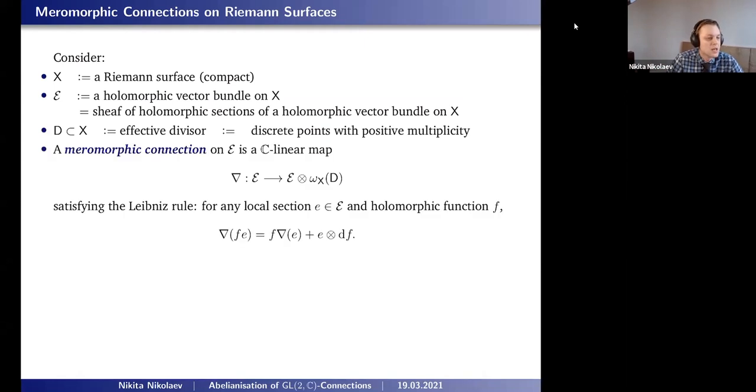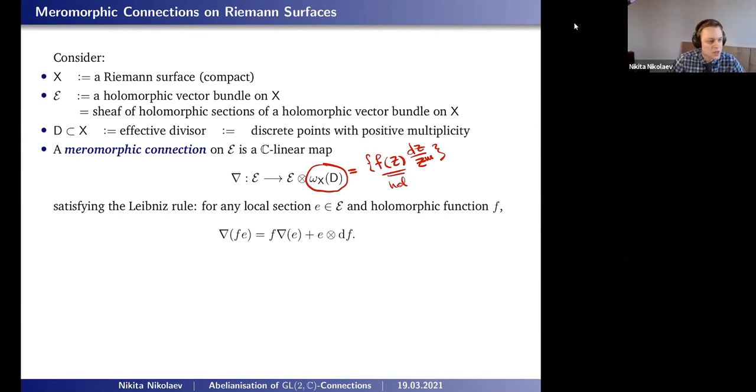So a definition: a meromorphic connection on a vector bundle E is a map on sections, which sends sections of E to sections of E tensored with differential forms. These are holomorphic differential forms with possibly poles at the points of D with some multiplicity, where this thing is holomorphic. So this is a map.